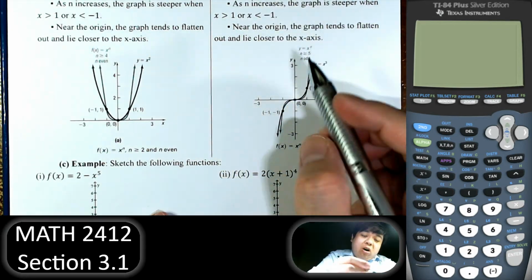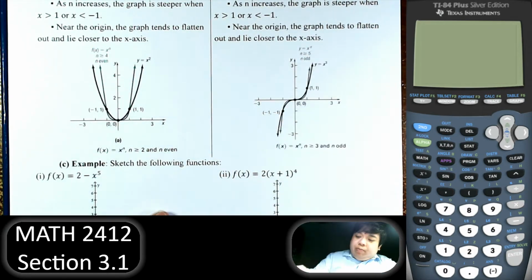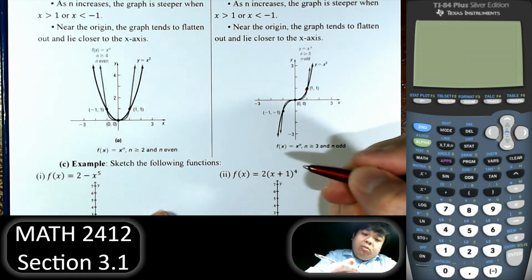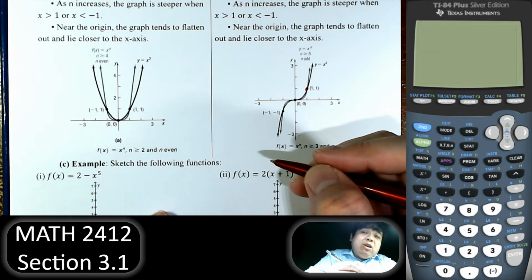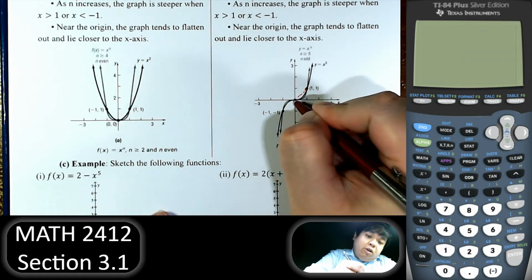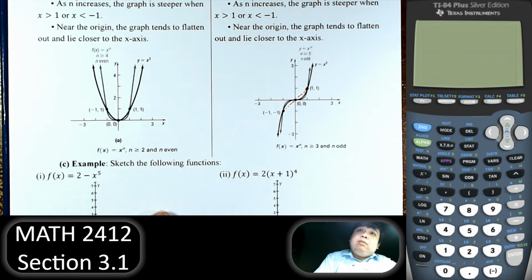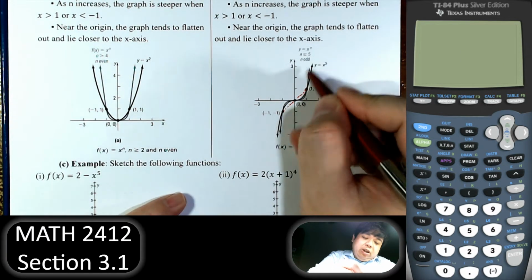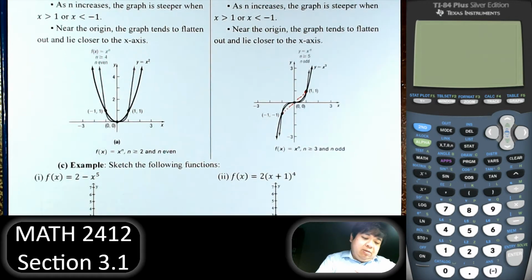X to the n to the odd degree is symmetric about the origin, meaning that if we have a point whose y value is positive, there must be a point across from it, on the other side of the origin. So that's why one of them is positive, one of them is negative. One goes to infinity, one goes to negative infinity.